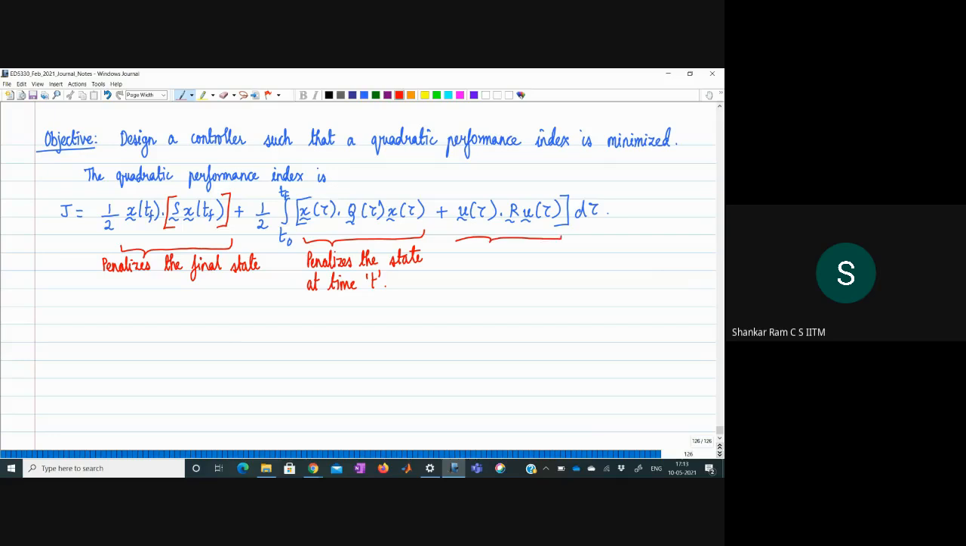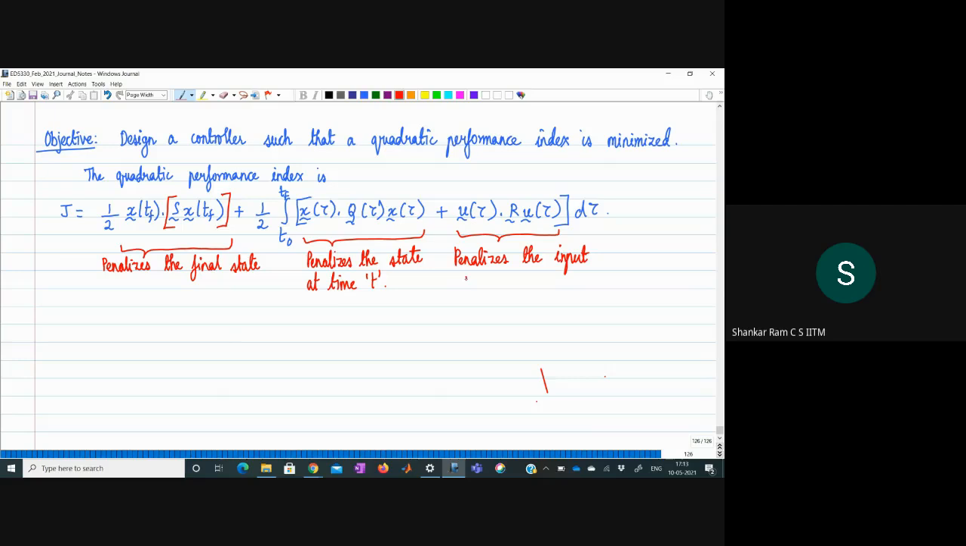And the second term, u(tau) dotted with R u(tau), penalizes the input at time t. We don't want to achieve a control objective by giving too much input, because there is a cost associated with the input also. Imagine, in the autonomous steering example, we want to give very high pulse steering. That's not going to be physically possible. But if you want to realize it, we need very high bandwidth actuators, so that's going to increase the cost and complexity of the system.